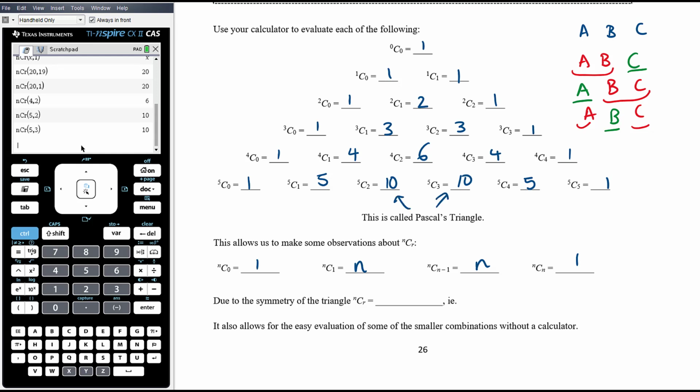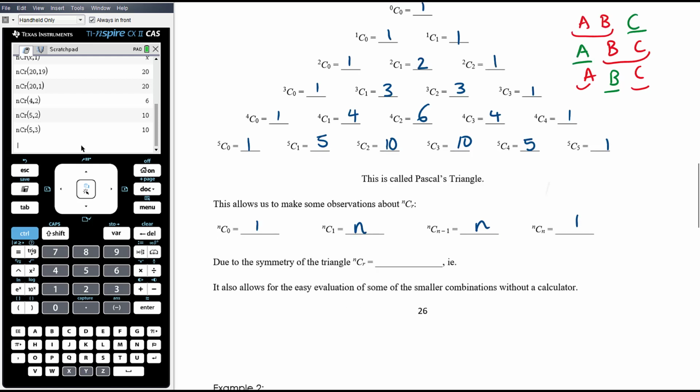If I have 5 objects and I want to select 2 of them, I am at the same time selecting 3 of them to be left behind. So it's the same as choosing 3 things. Okay, so we can actually generalize that even further.